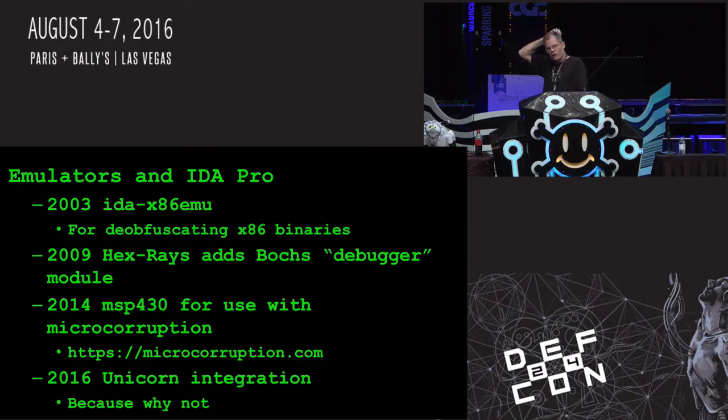Did a similar thing for the MSP430 processor, which was the processor that got used for the micro-corruption challenges. If any folks have seen that, they're a lot of fun. And that was a pure MSP430 implementation, and I didn't want to deal with their clunky user interface through a browser. So did this emulator. It was in a style very similar to IDA x86 MU. And then along came Unicorn, and it took me a while, but I finally decided to integrate it into IDA to see if I liked it better or it proved more useful than some of these other combinations of tools.